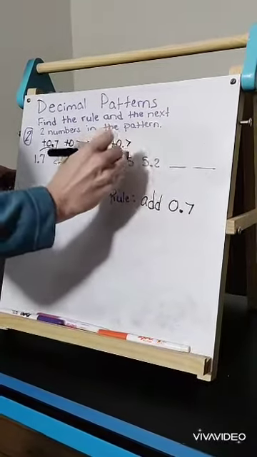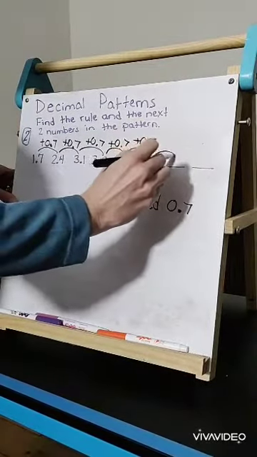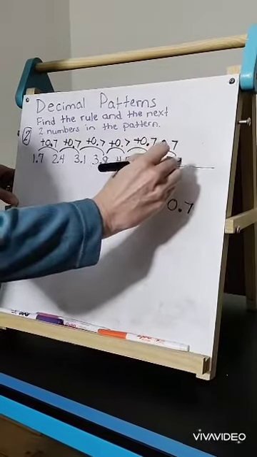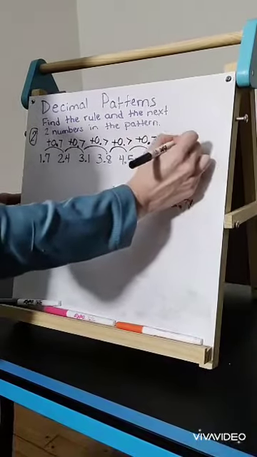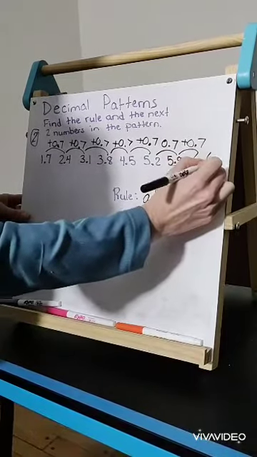So then you'll have to do it just 2 more times to find the next two numbers in the pattern. So 5 2/10 plus 7/10 is 5 9/10, and 5 9/10 plus 7 more tenths is 6 6/10.